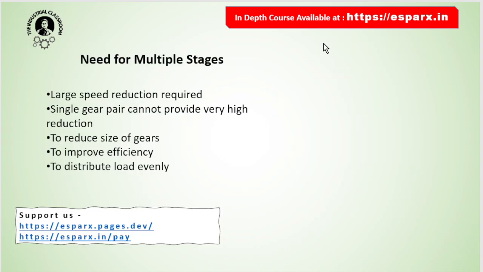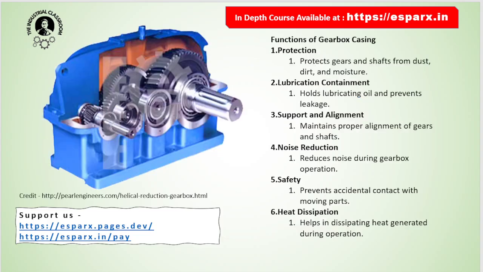Next, what is the need for multiple stages? For larger speed reduction, a single gear pair cannot provide very high reduction. We cannot use the worm and worm wheel everywhere to reduce in a single stage. To reduce the size of gears, multiple stages are used. To improve the efficiency and distribute the load evenly, a multi-stage is used.